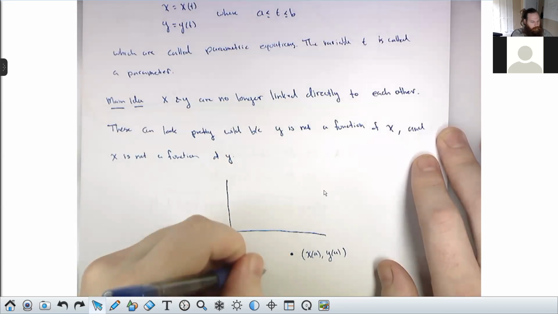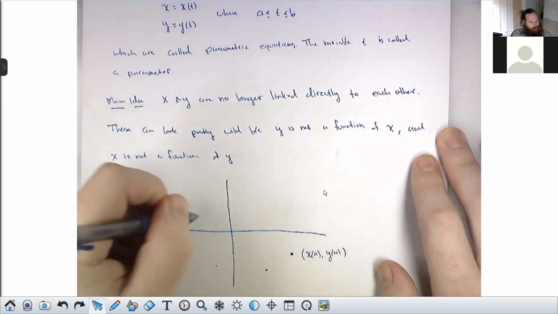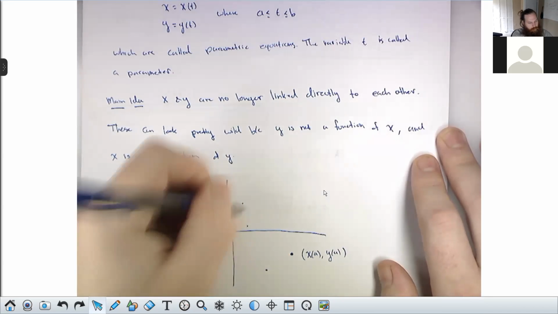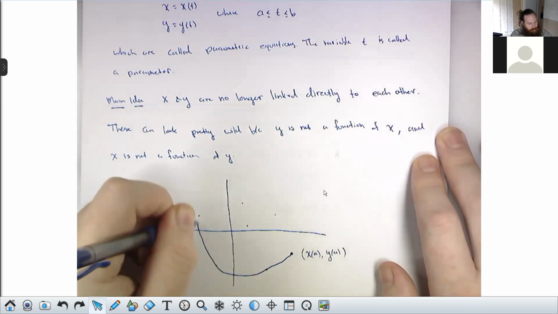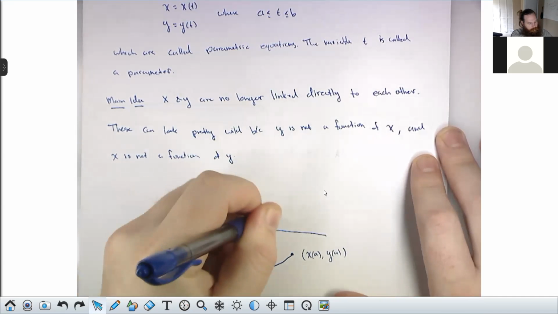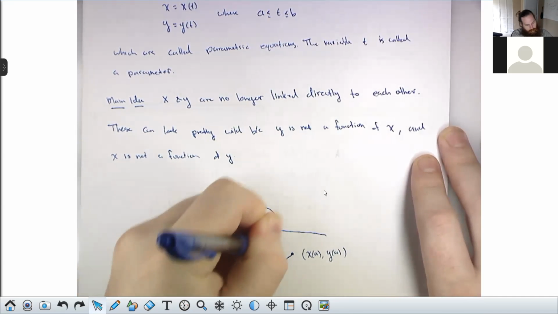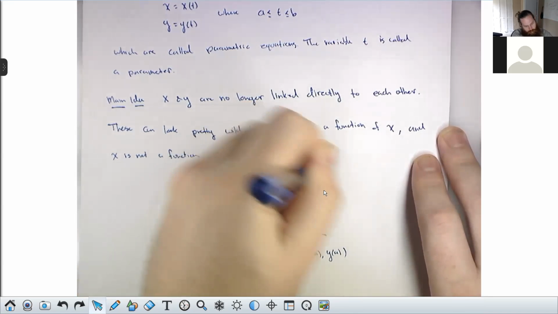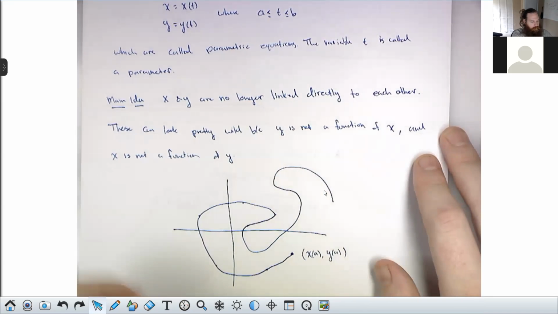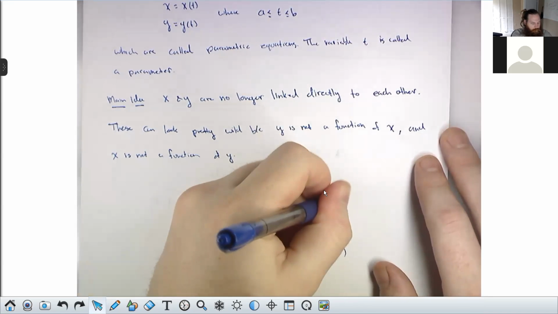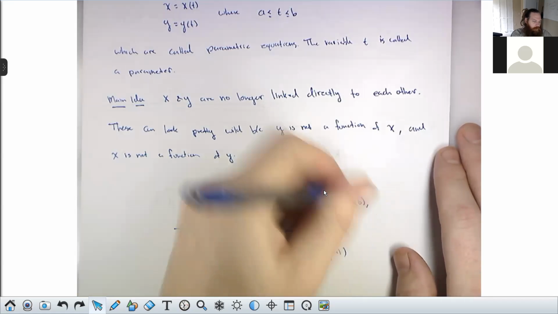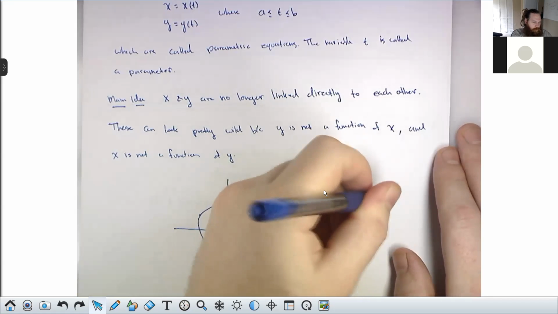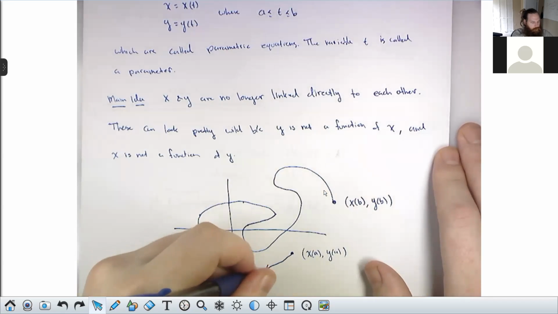And then you can plug in a bunch more points, and your curve might do something like this. You plug in a bunch of other t values. Who knows? Maybe some crazy stuff like this. And then you end over here at x of b, comma, y of b. And they have a direction.